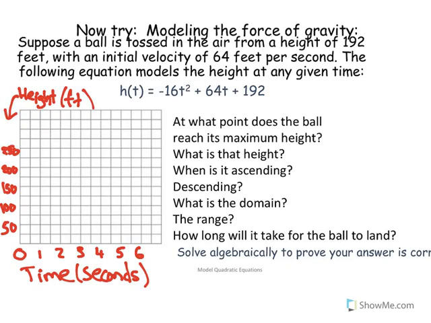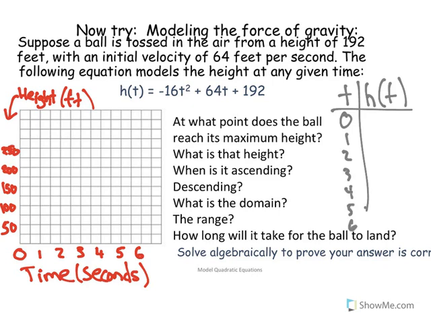All right, so there's your now try, guys. As always, especially for your notes, it would be a good idea for us to try this on our own. So let's take a look at what our table should look like here. I've got my t and I've got my h of t. This one I should go out to 6 seconds, which I'm sure you'll see on your calculators as well.